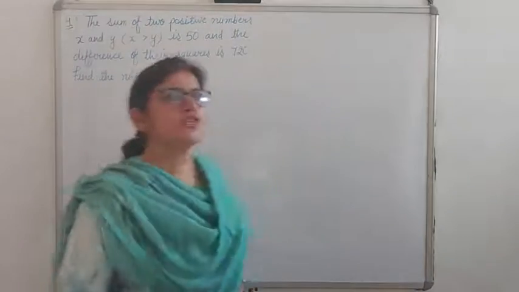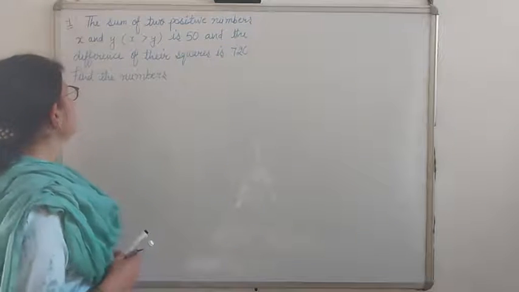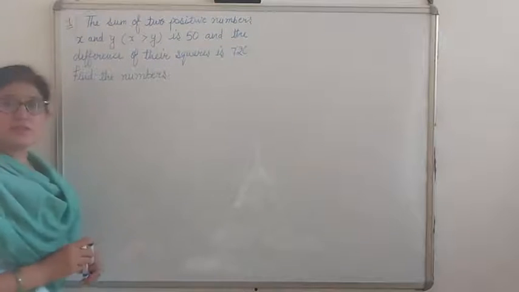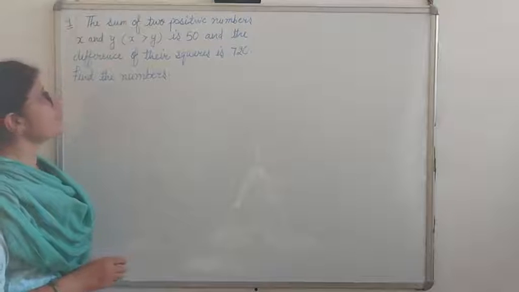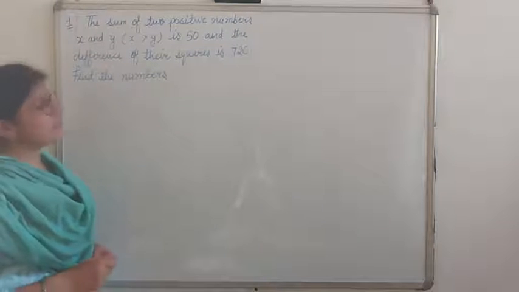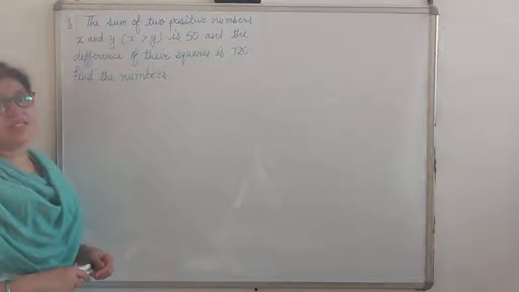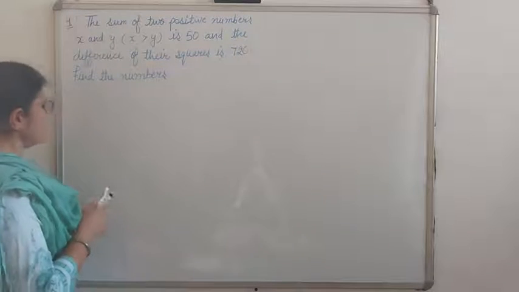Now we will do question number 4. In this question, two numbers are already given. Both are positive numbers, x and y, but x is greater than y and their sum is 50. So we start writing now.